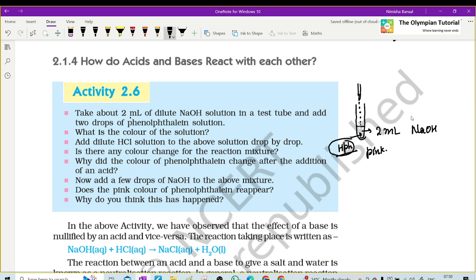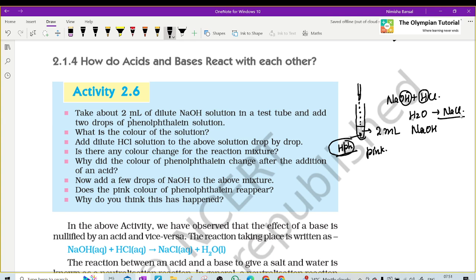What will happen? The pink color will disappear. When NaOH is completely neutralized by HCl, there is no free H ion and no free OH ion. It will turn back to its colorless state, because its original color is colorless. So it means the base is neutralized by acid.